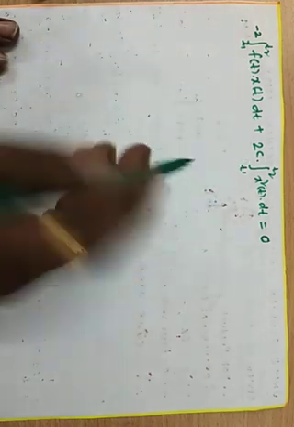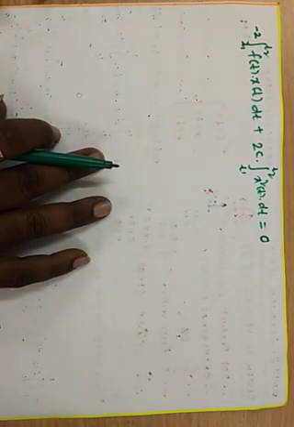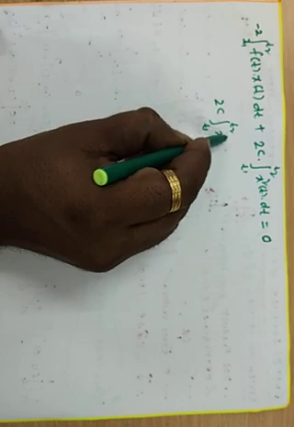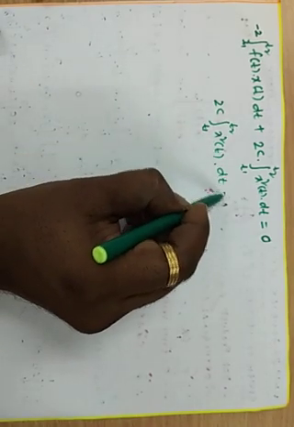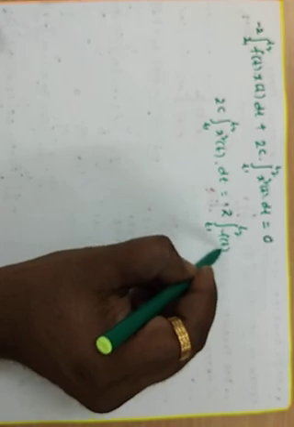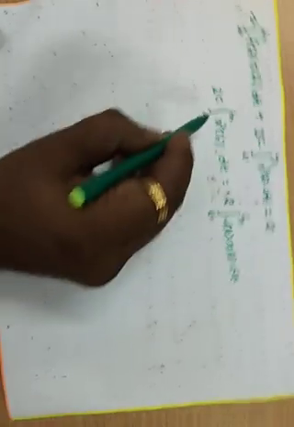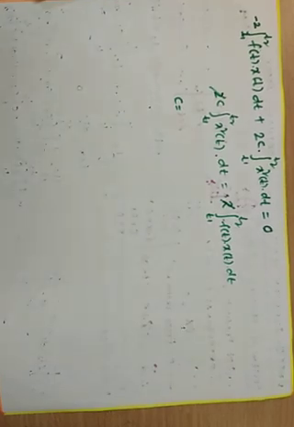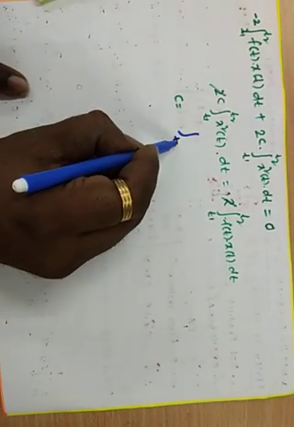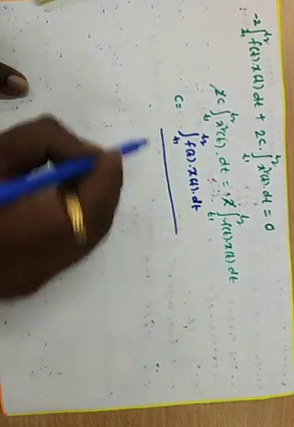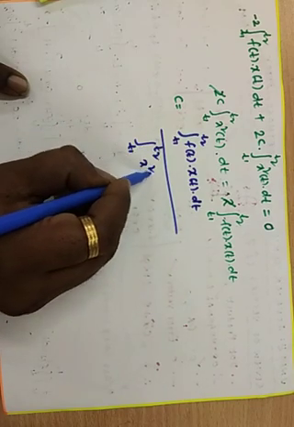Now what can I do? If I write 2c integral t1 to t2 x square of t into dt, it is equal to the right hand side, 2 into integral t1 to t2 f of t into x of t dt. So the 2 gets cancelled, and from this I can write c is equals to integral t1 to t2 f of t into x of t dt by integral t1 to t2 x square of t dt.